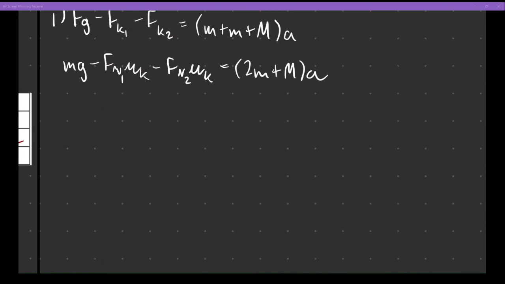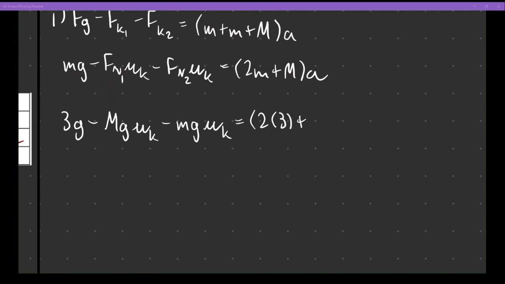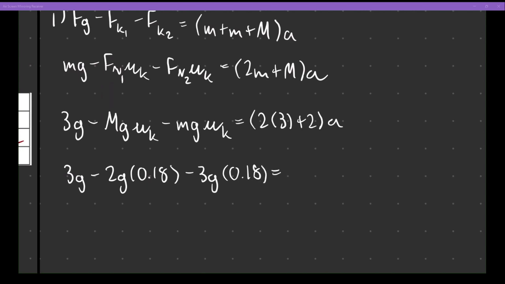Now the mass of the hanging block is 3, so 3g minus fn1. I'm going to say this is fn of the bigger block, mg mu k, minus, this is the smaller block, so mg mu k. And then this is equal to 2 times 3 plus 2 times a. And so this is just 3g minus 2g times 0.18 minus 3g times 0.18 is equal to 2 times 3 is 6 plus 2 is 8a.